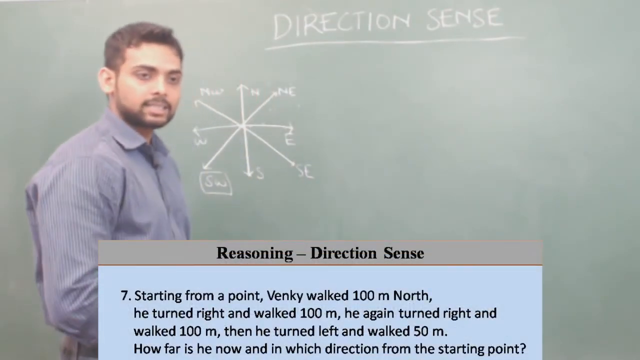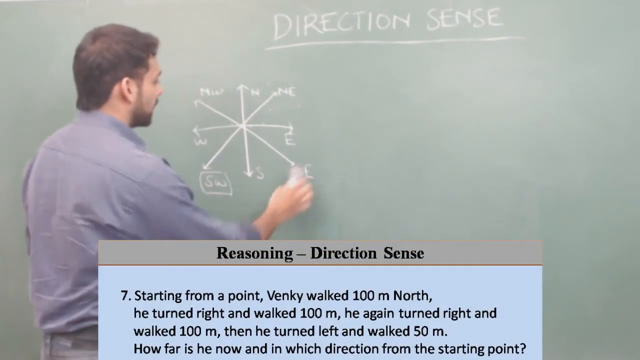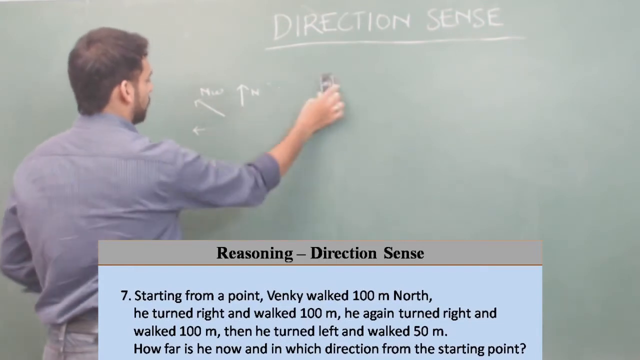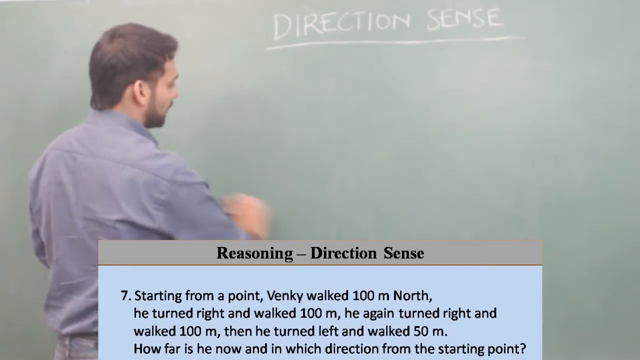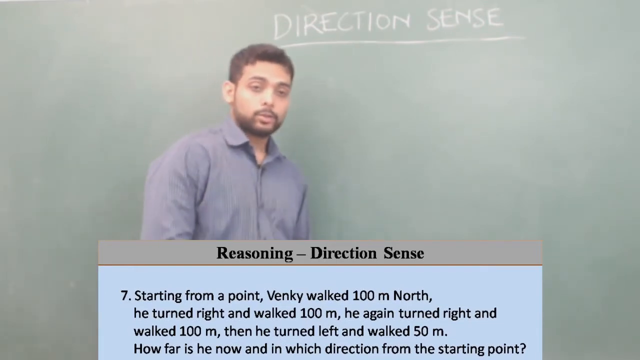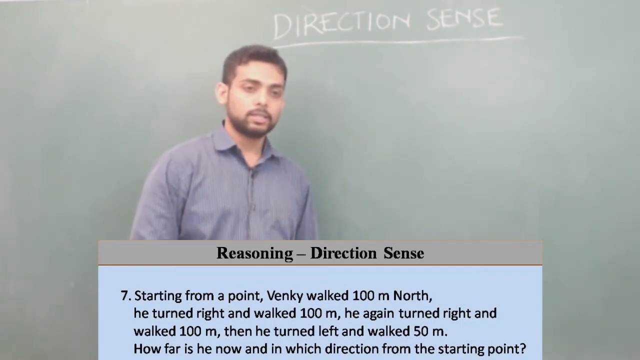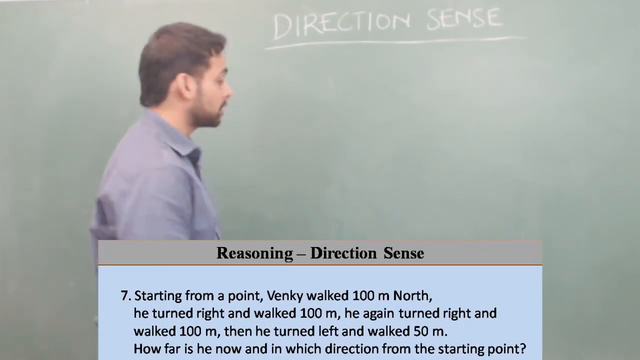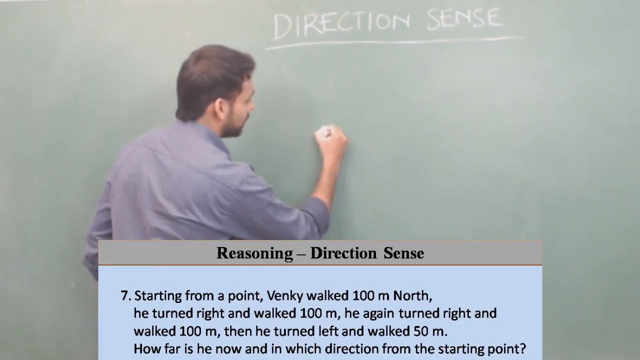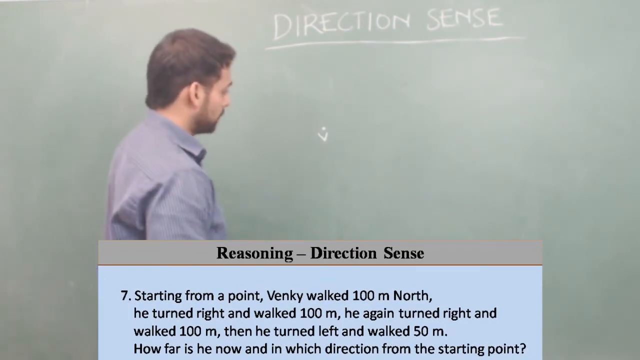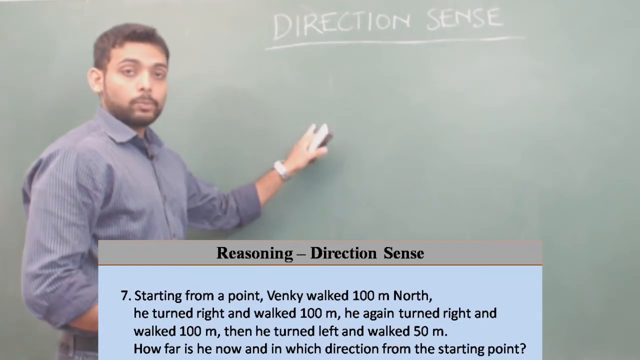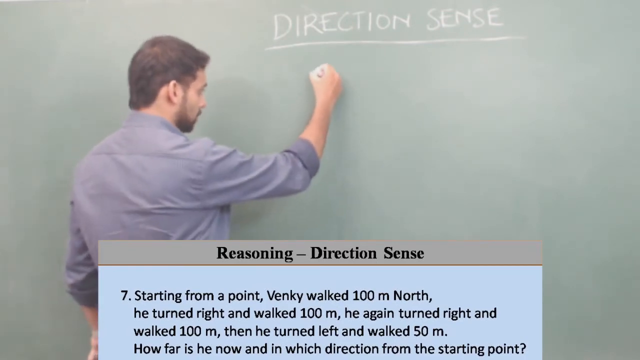Alright, let's see our next example. Okay, I think we can do away with this now. We are pretty familiar with the directions by now. So again, we have a puzzle kind of a question in front of us. Starting from a point, Venki walked 100 meters north. So Venki is standing over here. This is the starting position of Venki. He walks 100 meters north.